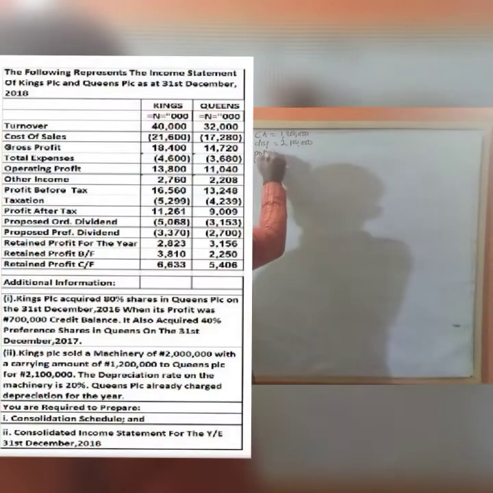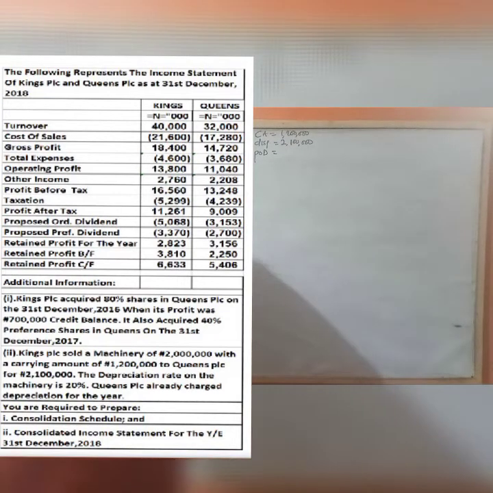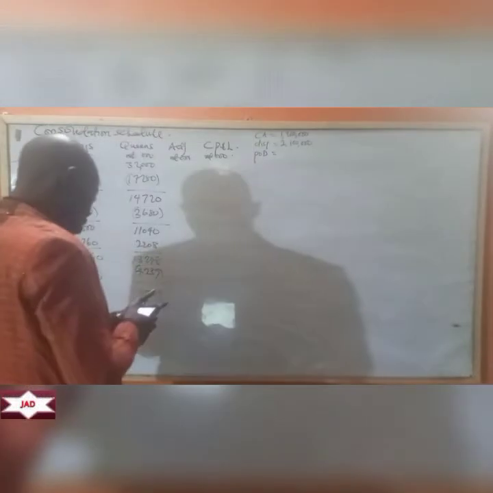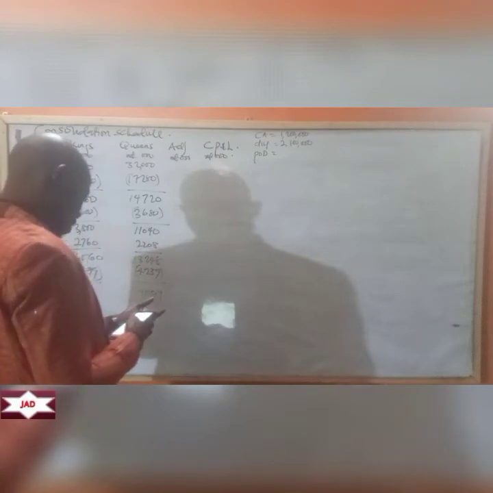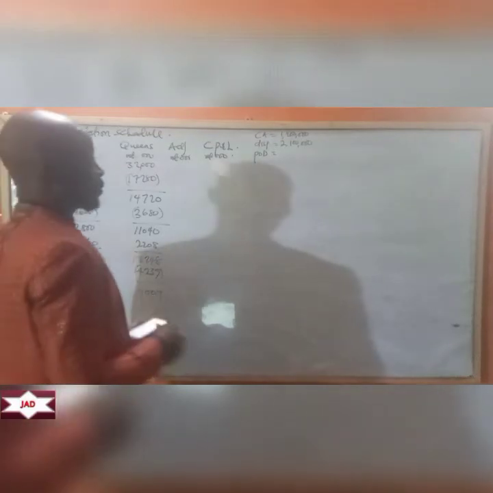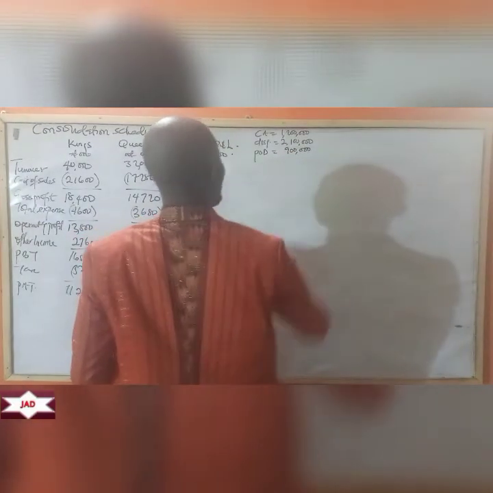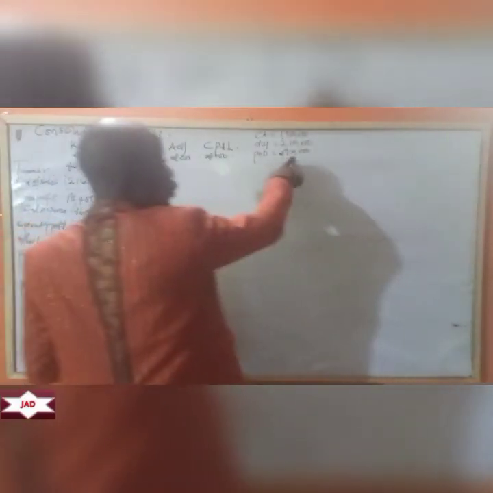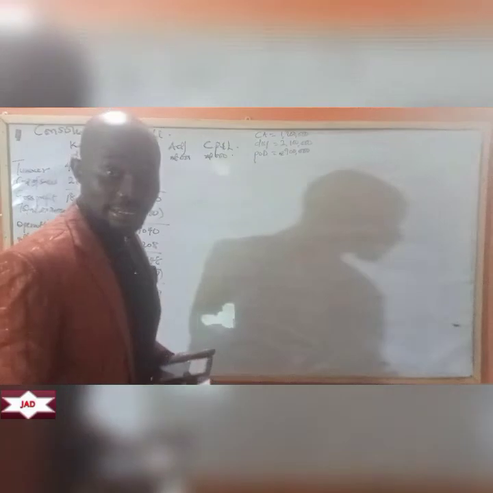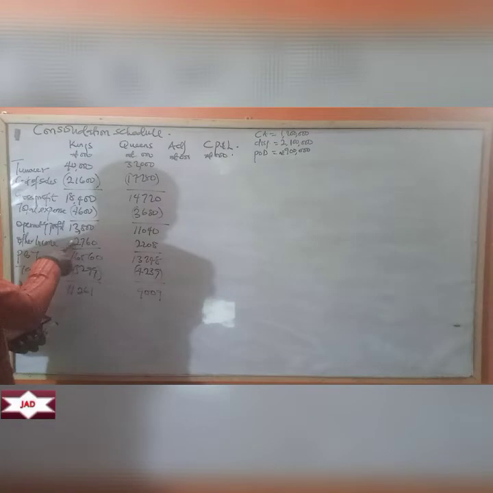So profit on disposal will be 2.1 million minus 1.2 million. That's 900,000. Okay. So this, of course, is a profit that the holding company made on this asset. So they had already recorded it under other income. They've already done that.